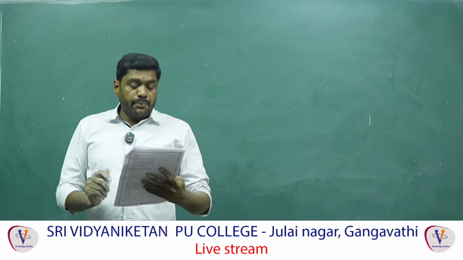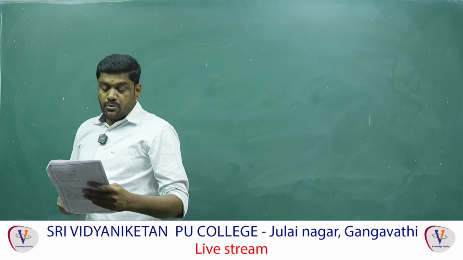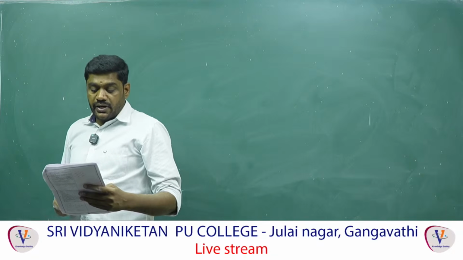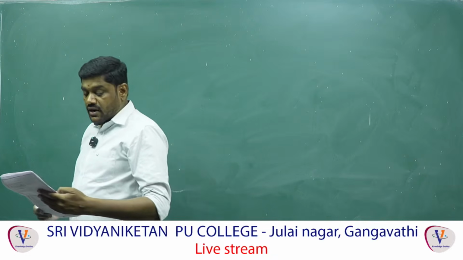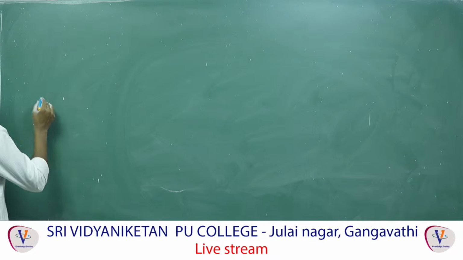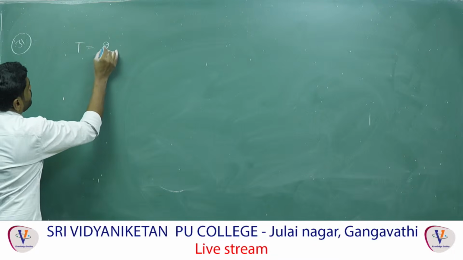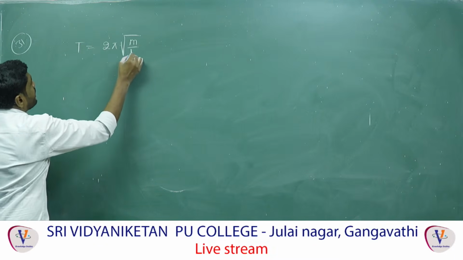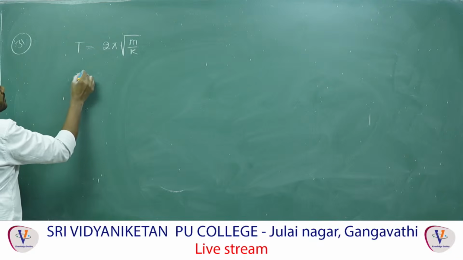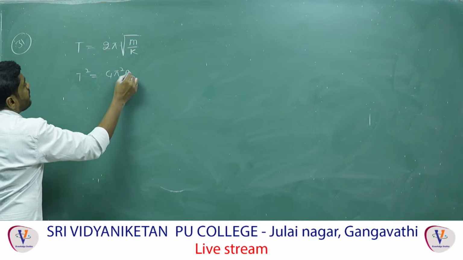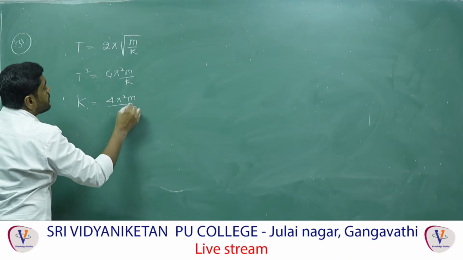Let me explain. A particle at the end of a spring executes oscillation with a period T1, while the corresponding period for another spring is T2. If the period of oscillation with the two springs in series is T, then what is the relation they are asking. So generally, the time period formula: T is equal to 2 pi under root of m by k. From this, what is the k value? Spring constant: if you take the square on both sides, T square is equal to 4 pi square m by k, and k is equal to 4 pi square m by T square.